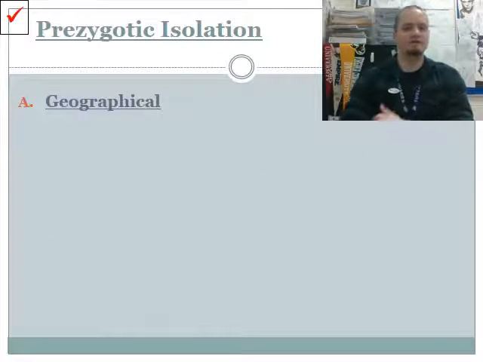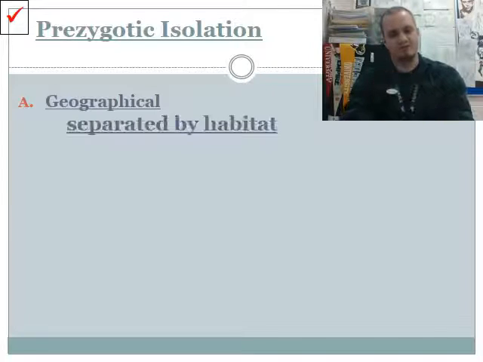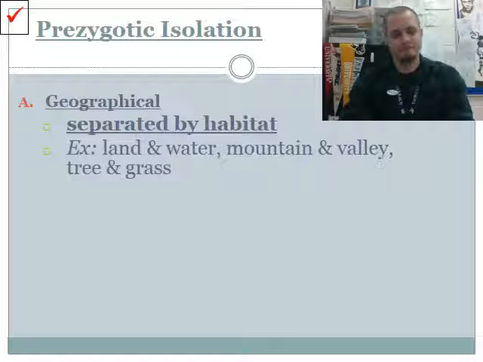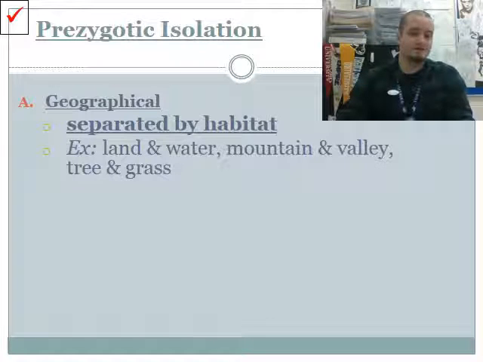So the first type of prezygotic isolation we're going to discuss is geographical, or separated by a habitat. For example, if the organism is small enough, this could be land, grass, a tree maybe, or it could be things like water, a mountain, a valley, an ocean.